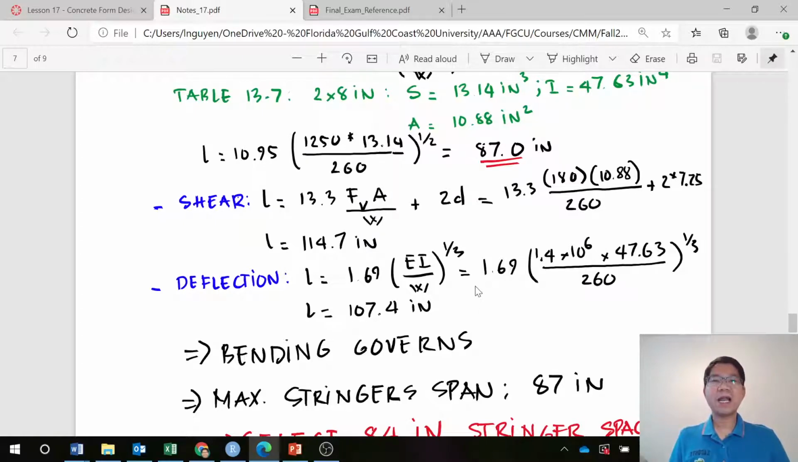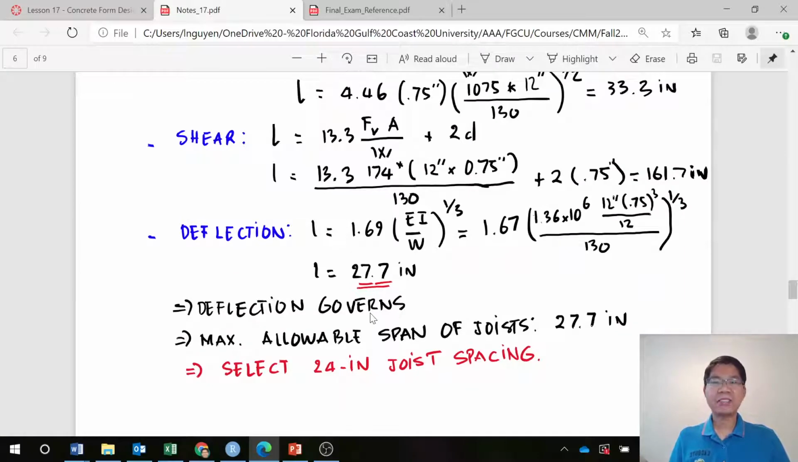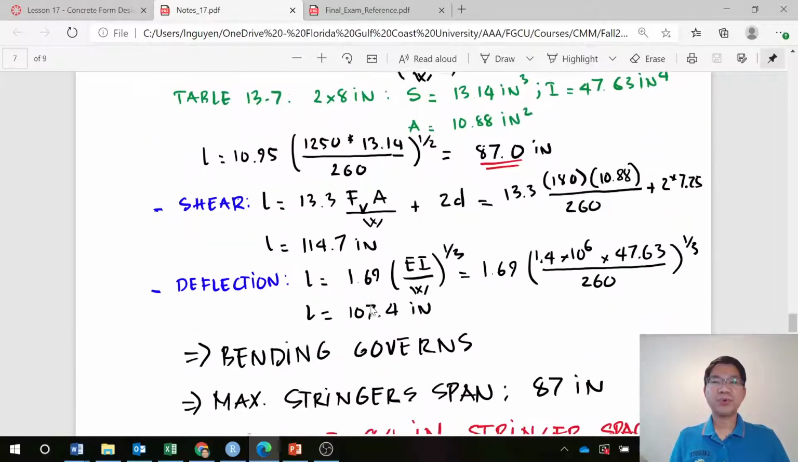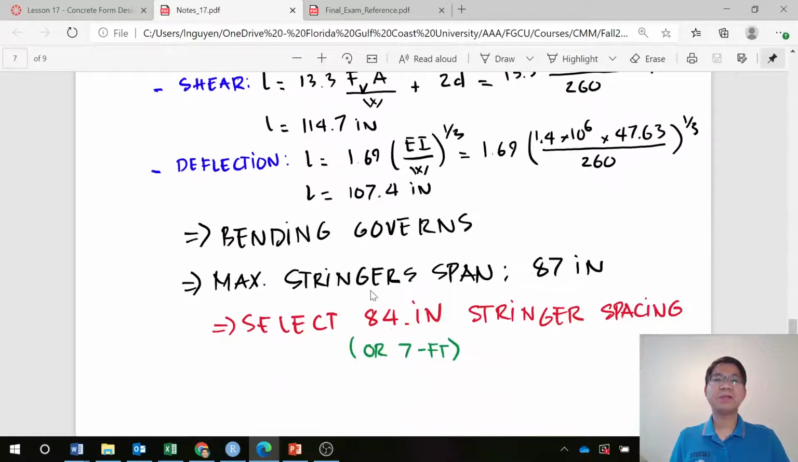And in this case, unlike the sheathing, deflection governs in these scenarios, but for the joist, the bending is governed because that is smallest: 87, 114, and 107. So bending governs. So we choose the maximum joist span is 87 inches.